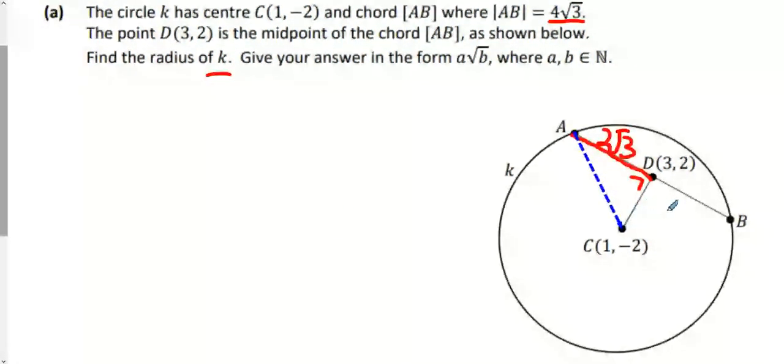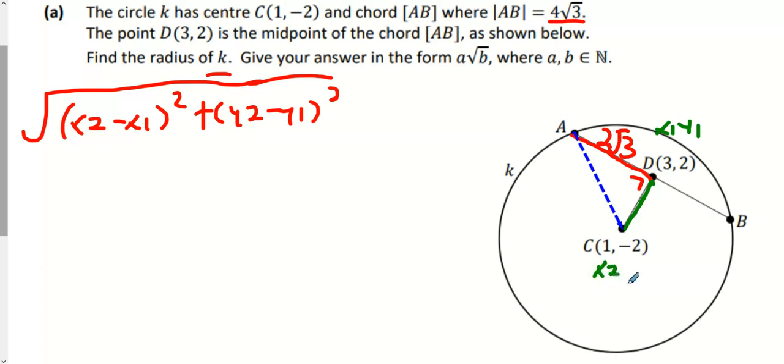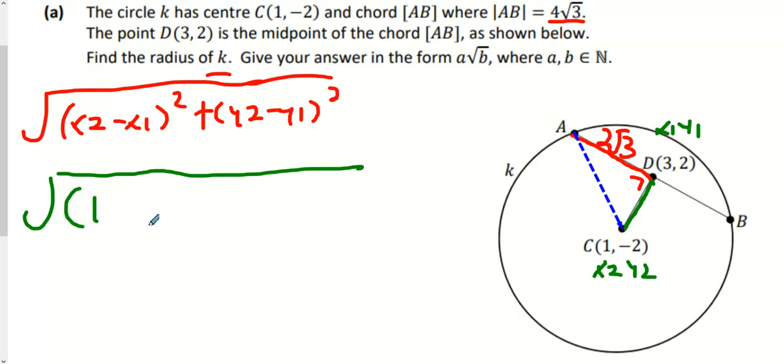So I can use the distance formula, which is this equation here, and I can find the distance of the green line. You see the green line? We're going to find the distance of the green line, okay? That'll be x1, y1, and this will be x2, y2. We'll put all this into the calculator. We're going to get 1 take away 3, squared. We're going to get y2, which is minus 2, take away y1.